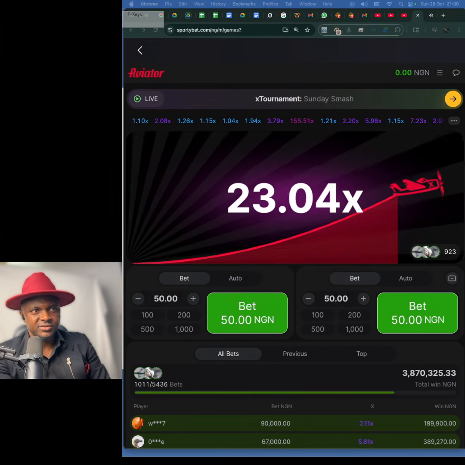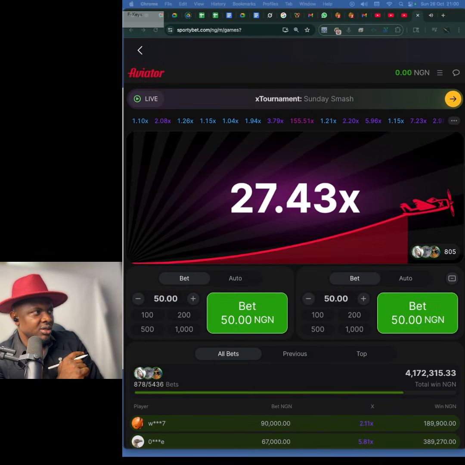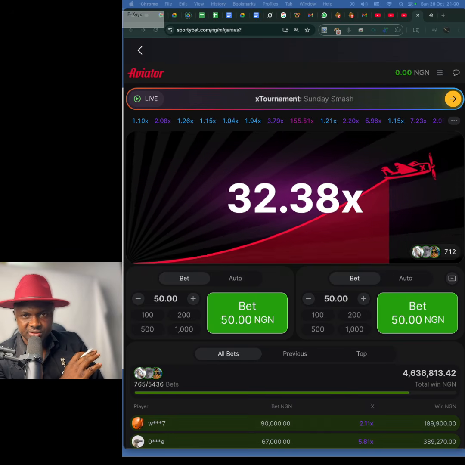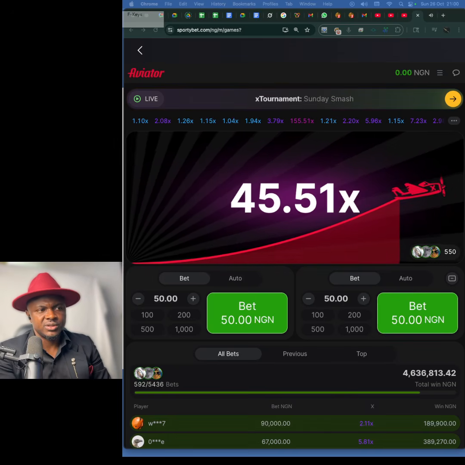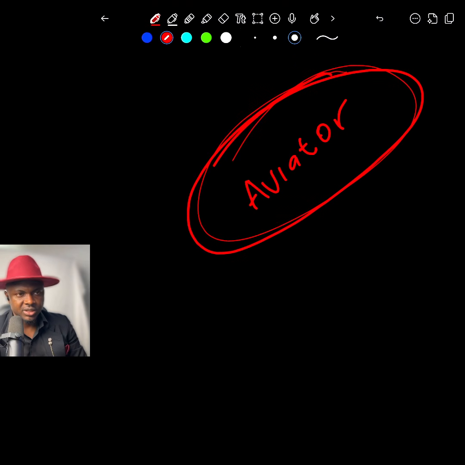Let me show you something. Look at it. I think you have seen this before and you've probably been trying to understand how it works. Now, I'm going to give you a full tutorial today on this specific game called the Aviator, and I'm going to take my time to tell you in detail how the algorithm works.